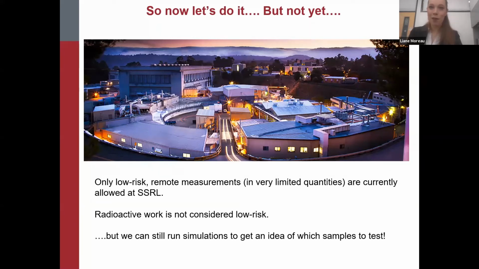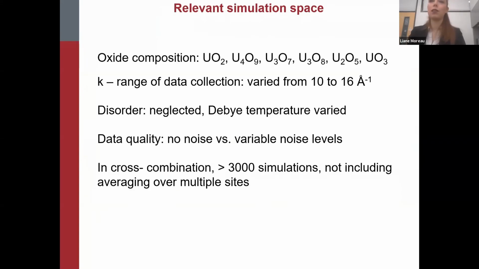Unfortunately, right now, only low-risk remote remeasurements are currently allowed at SSRL, and radioactive work is unfortunately not considered low risk. So we have not been able to actually look at this using experiments yet, although we have plans to do so. But we are able to run simulations, at least, to get an idea of what samples to best test. And so what I have been spending some time doing is running simulations of various oxides and various percentages of oxide compositions as they are mixed with each other.